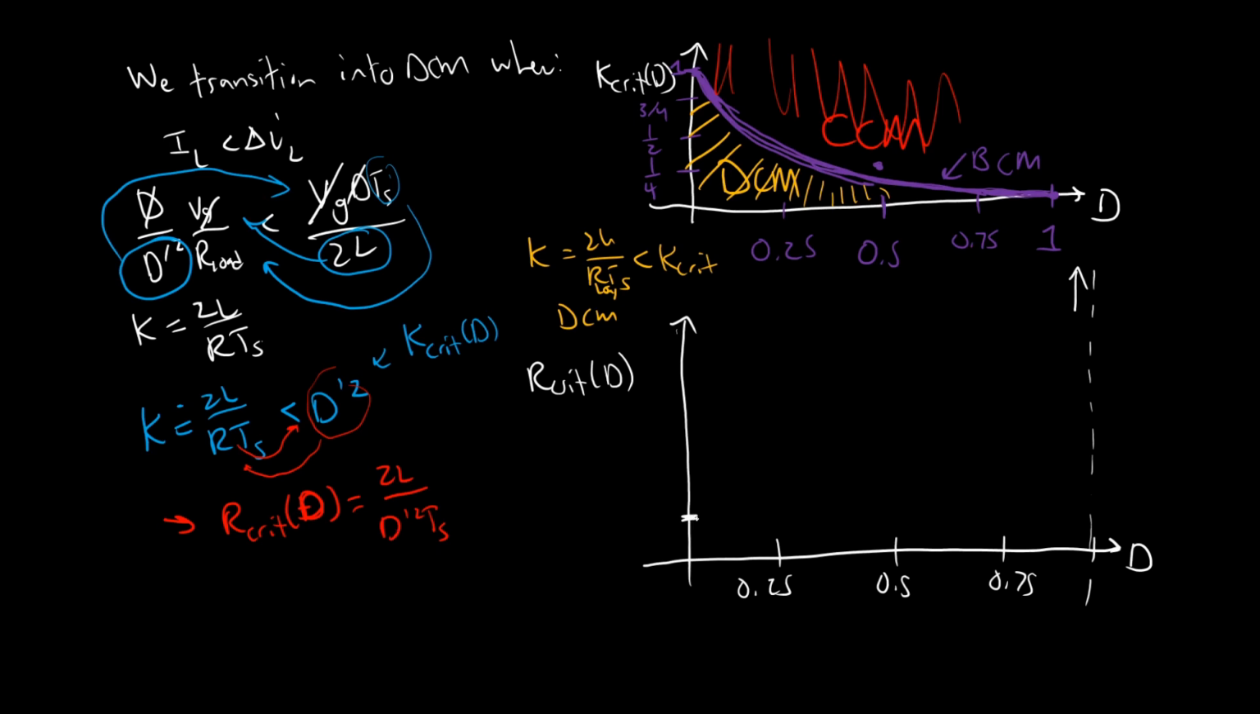So somewhere over here, we're going to have 2L over TS, right? And then I'm just going to connect it. We have an asymptote over here, and at D equals 0, it intersects the line. So it's going to be something kind of similar to this, right? So when Rcrit, we can think about this. If our resistance is smaller, it means our current is larger, which means we'll tend not to be in DCM.